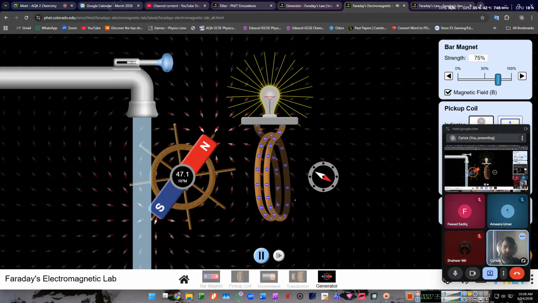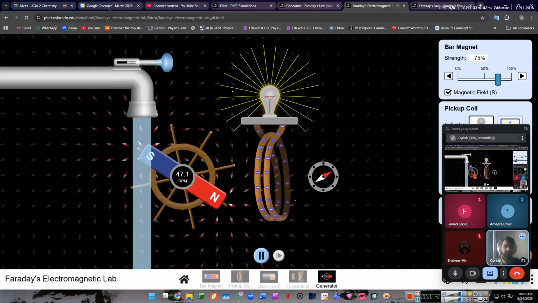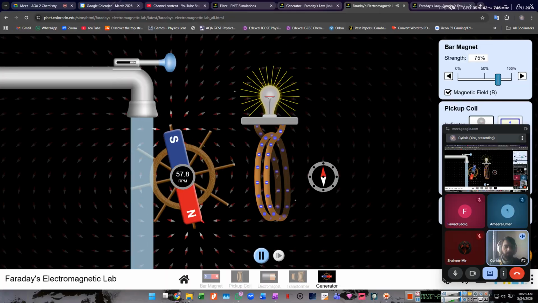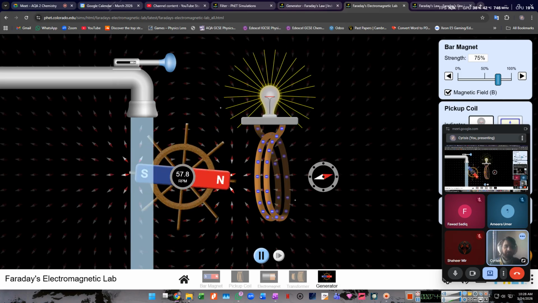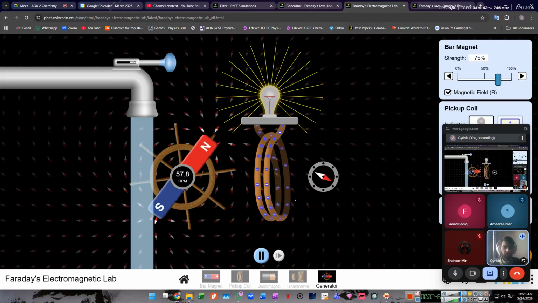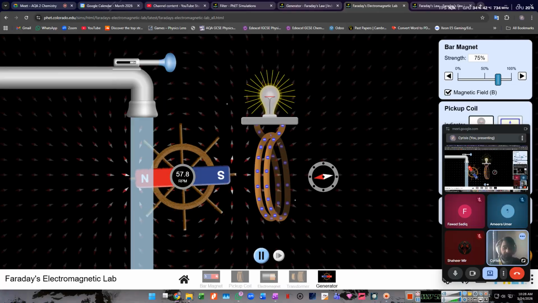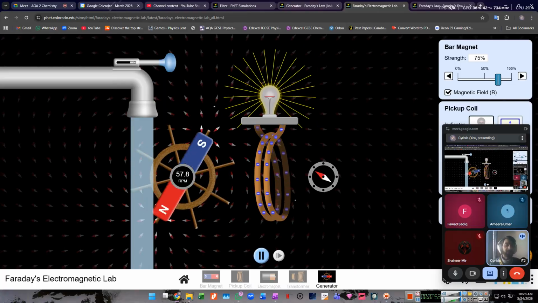If I increase the speed even further, you see that the current change is even greater, and this is how your bulbs are working, right? So you get 50 hertz current in your house, right? So bulbs are actually turning off and turning on 60 times in 1 second. That is why we cannot detect that, right?